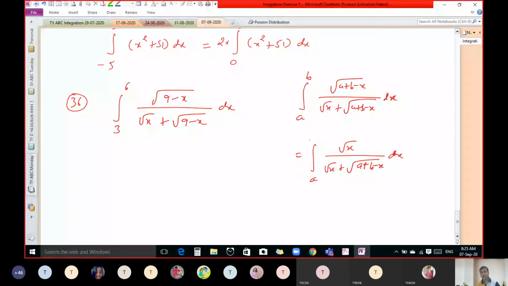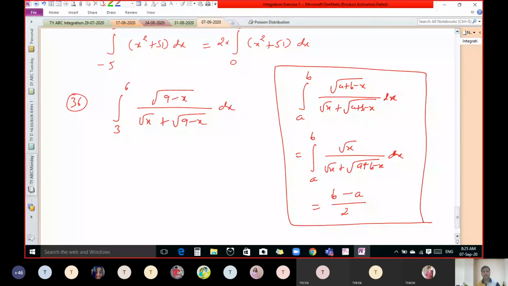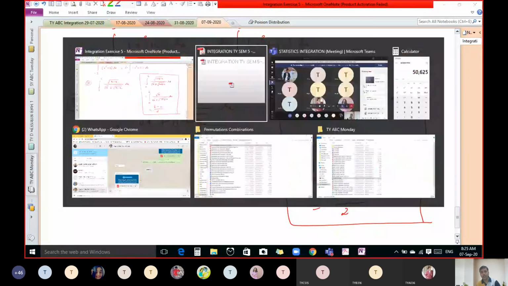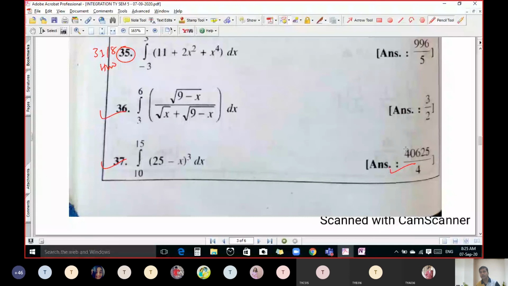If this is the question, range a to b, whatever the question out of these two, your answer remains fixed here. Upper limit, that means b, minus lower limit, that means a, upon 2. So upper limit minus lower limit upon 2, that is the answer. So this is actually the shortcut for this type of question. So here obviously our upper limit is 6, lower limit is 3. 6 minus 3 is 3. 3 divided by 2, that is the answer. 3 by 2 is the answer for question number 36.